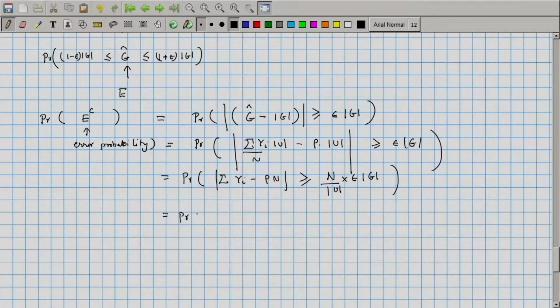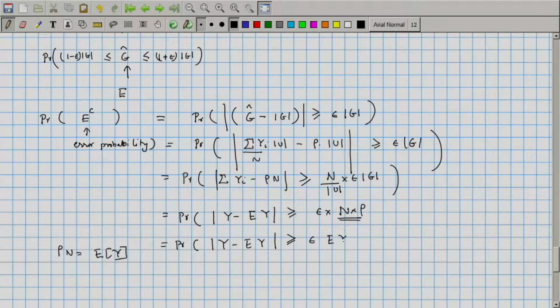So, this is the probability that the sum of 0-1 random variables minus rho n, its absolute value, is greater than that; we can write it as y minus rho n. What is rho n? Rho n is actually the expectation of y, because each yi has expectation rho, and therefore, when you have n such samples, that is just the expectation of y. So, y minus the expectation of y is greater than epsilon times n into G by U, which is again rho. So, this is again the expectation of y. So, this is the probability that y minus the expectation of y is greater than epsilon times the expectation of y.